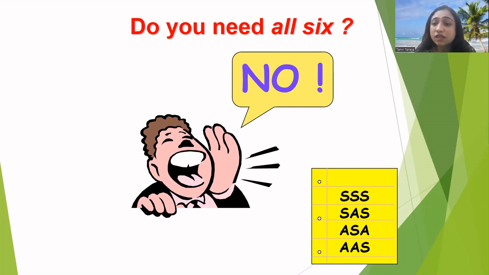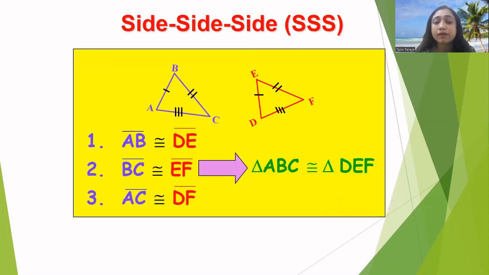So what are those criteria? The first criteria is SSS. The second criteria is SAS. The third criteria is ASA. And the last one is AAS. We'll discuss all these criteria one by one. So let's start with the first criteria, side, side, side. As the name suggests, side, side, side means the 3 sides of one triangle have to be equal to the 3 sides of the corresponding other triangle.